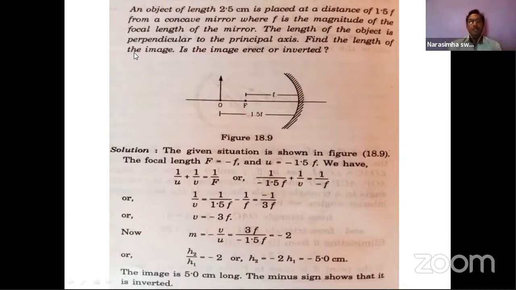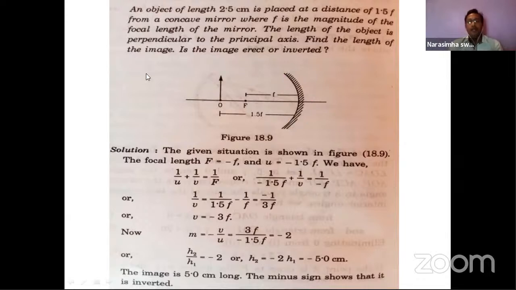Now the length of the object is perpendicular to the principal axis. So the object length is given as 2.5, which is perpendicular to the principal axis. Here it is, the arrow mark is here. It is the object whose length is 2.5, perpendicular to the principal axis. Now find the length of the image. It is asking about the picture of an image, the dimensions of the image, what kind of image it is, whether it is real, erect, or inverted. Of course, it's real only because it is a concave mirror.